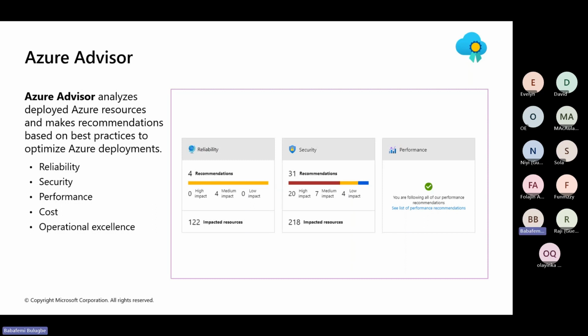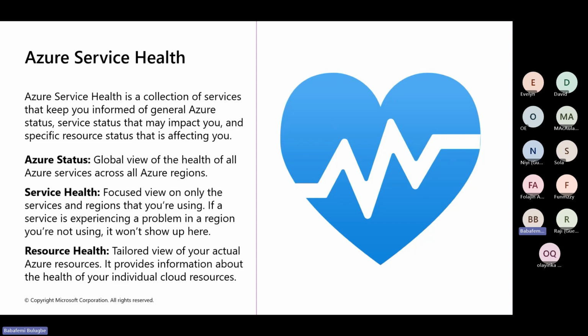What's capacity? Capacity is not a feature. When we talked about the Azure benefits, there was nothing like capacity. You get what I'm saying? But when it comes to reliability, Azure Advisor checks your resources. Are they reliable? Are they secured? What's the performance? What's the cost? Operational excellence. And this one is based on the service health.